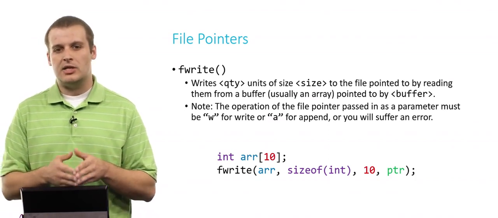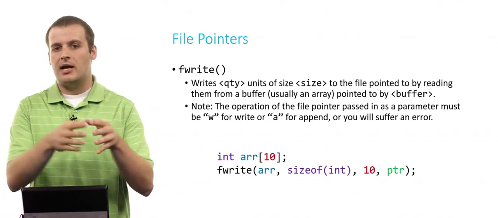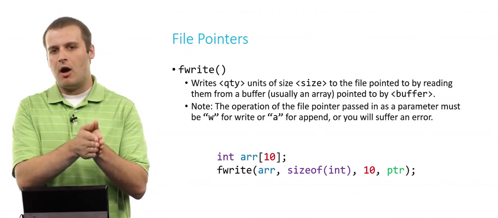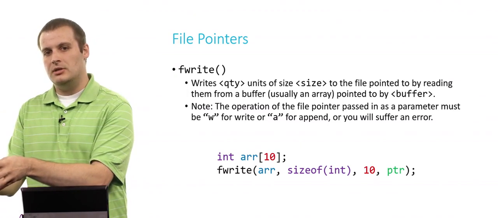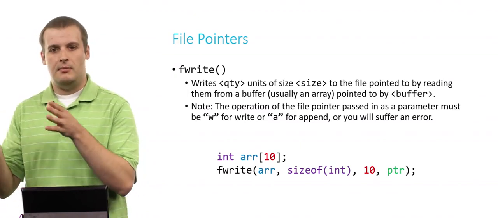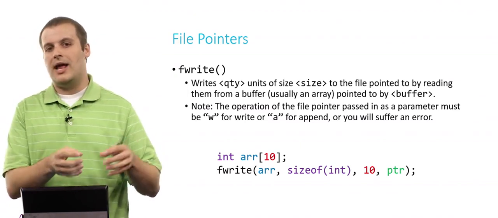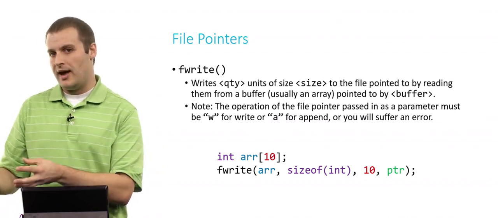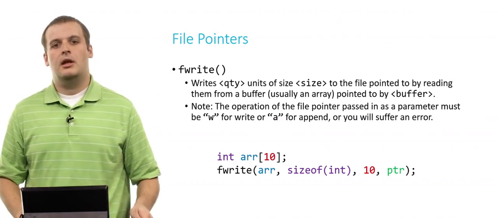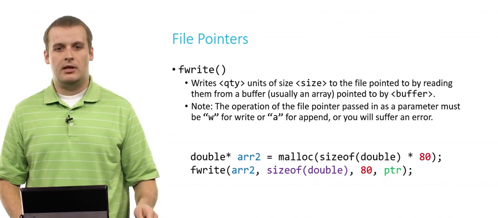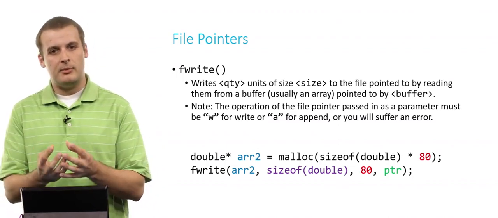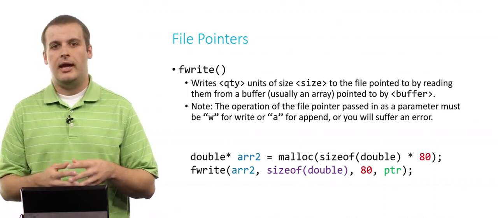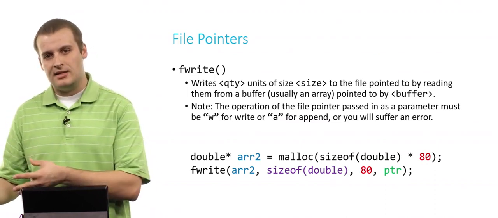And instead, what I'm doing is writing from ARR. I'm collecting the information from ARR, and I'm taking that information and putting it into the file. So instead of it being from the file to the buffer, we're now going from the buffer to the file. So it's just the reverse. So again, just like before, we can also have a heap chunk of memory that we've dynamically allocated and read from that and write that to the file.